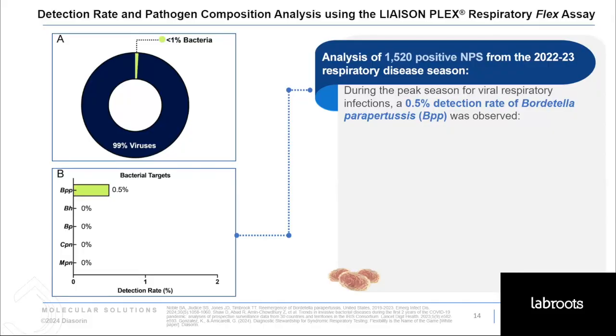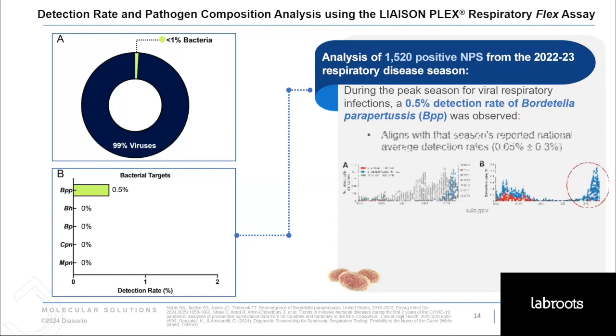When breaking down the detection rates distribution of the bacterial pathogens, we saw a 0.5% detection rate of Bordetella parapertussis in the young population. Our detection rate actually matches the reemergence that the CDC reported during that season.